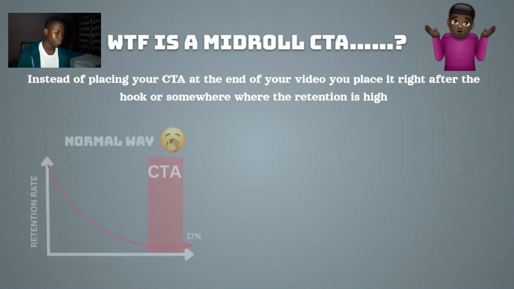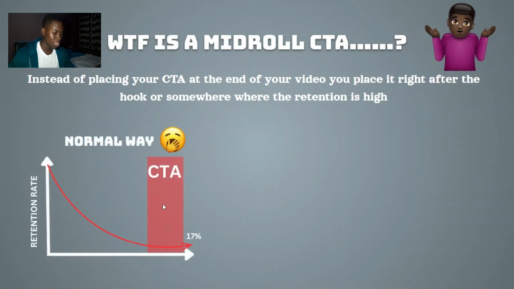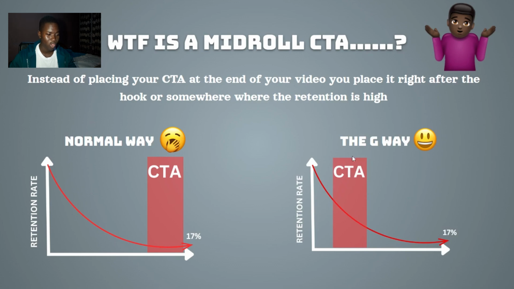Look at this. The normal way people put their CTAs is at the end of their videos. Look at that: 17%. Only 17% of the people who started that video will actually reach the end to hear your call to action, which is very, very low if you ask me. 17%? Nah. But the best way of using a CTA in short form content is this way. Look at this. Putting it right here, where the retention is the highest. That's the best place to put your call to action.